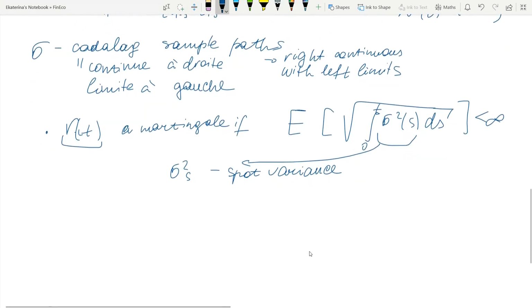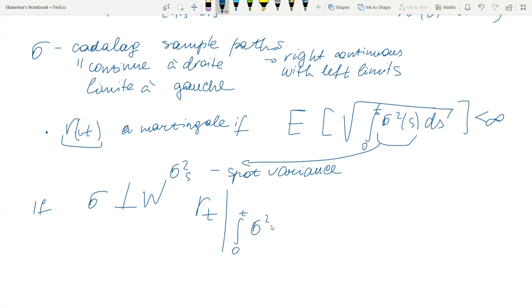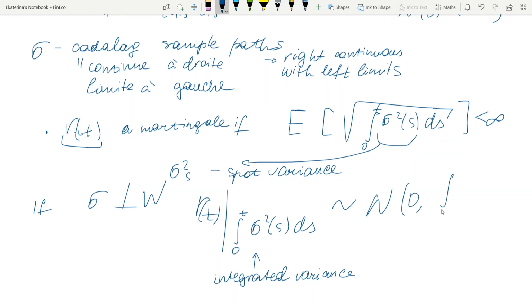Now, why am I talking about all of that? So if you say that your sigma sample path and your Brownian motion, your Wiener process, they are independent, then you have the super cool result of the continuous time modeling, that if you condition on the integrated variance of the process, so this is called integrated variance, then you say that marginally over some small price increments, your log return would be normally distributed with a known variance.